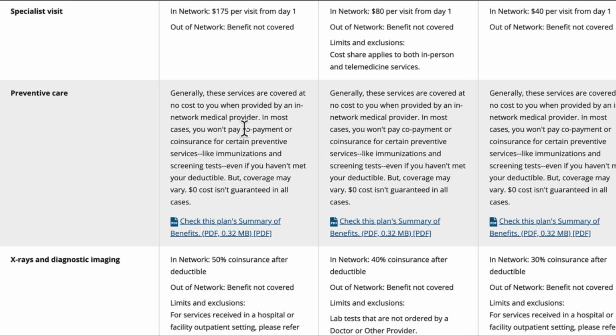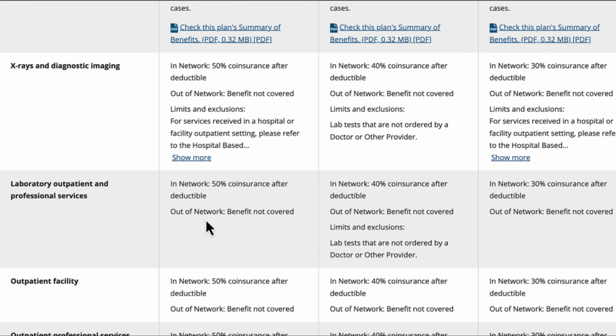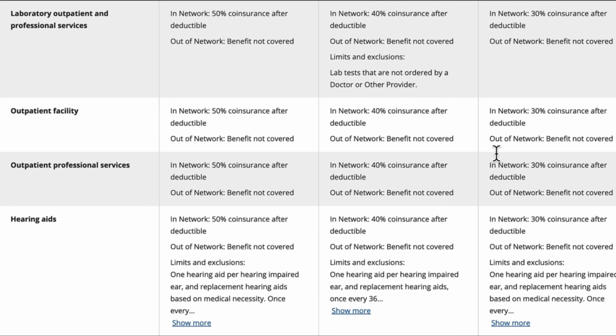Preventative care, as I said, these will be covered at no cost to you. X-rays and diagnostics, so 50% coinsurance after meeting your deductible. That's going to be significant because it is a high deductible. 40% coinsurance after meeting deductible, a little bit less because the deductible is lower. 30% coinsurance after meeting deductible, certainly the most reasonable because that deductible was the lowest, and 30% when we're talking about services that can be rather expensive is going to be much less expensive than 50%. Lab work, same deal. Outpatient, very similar.